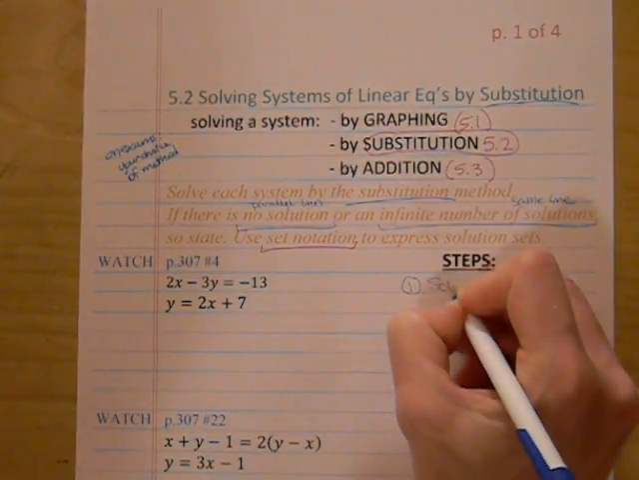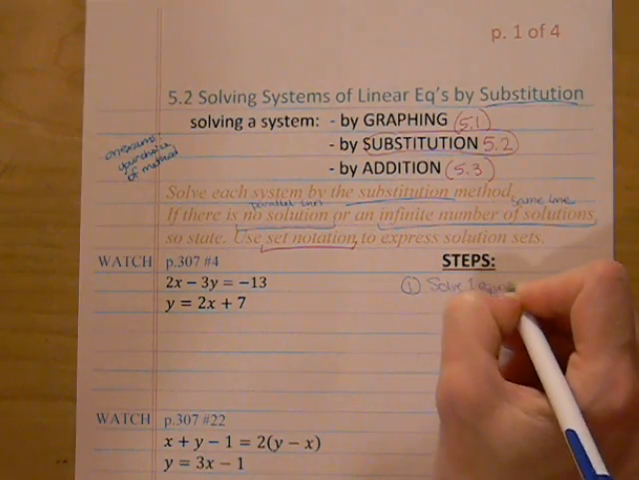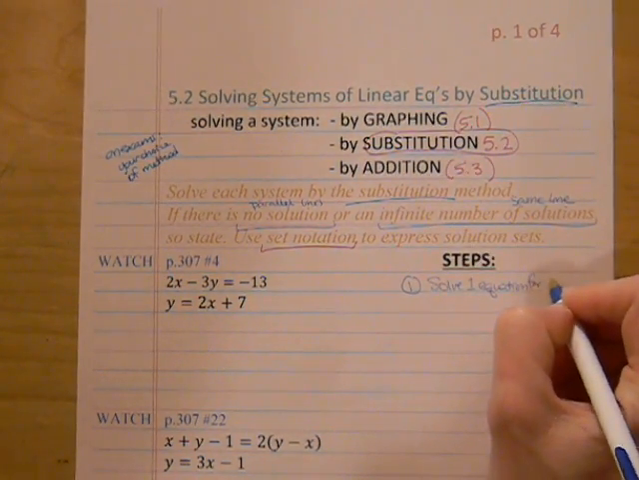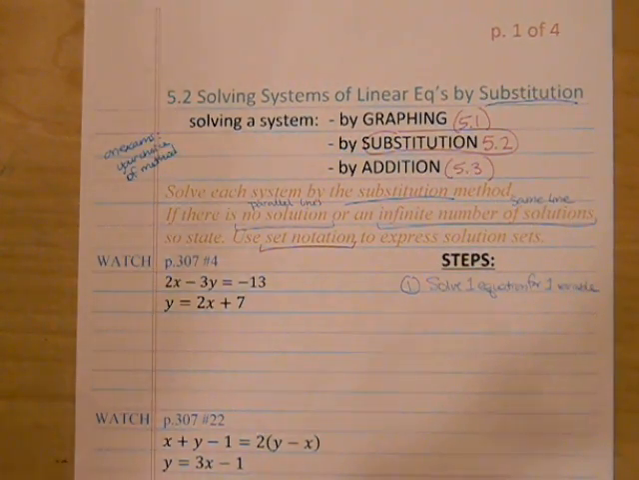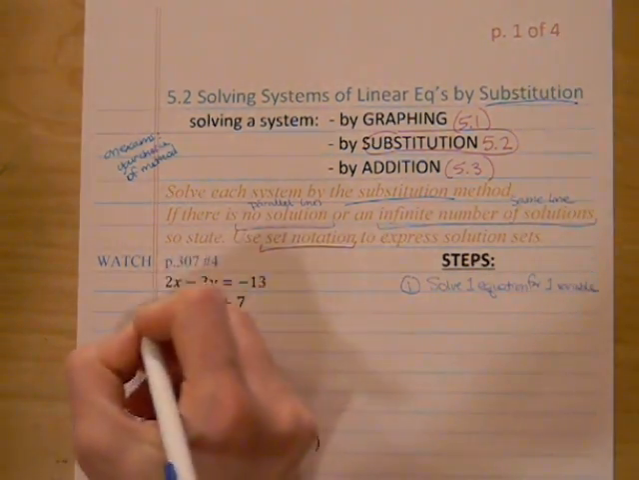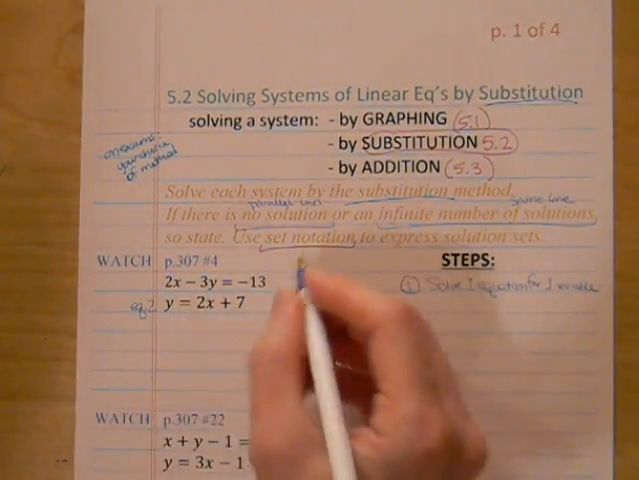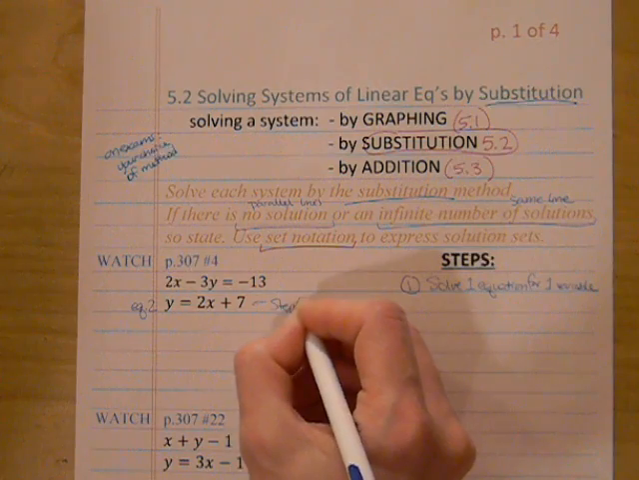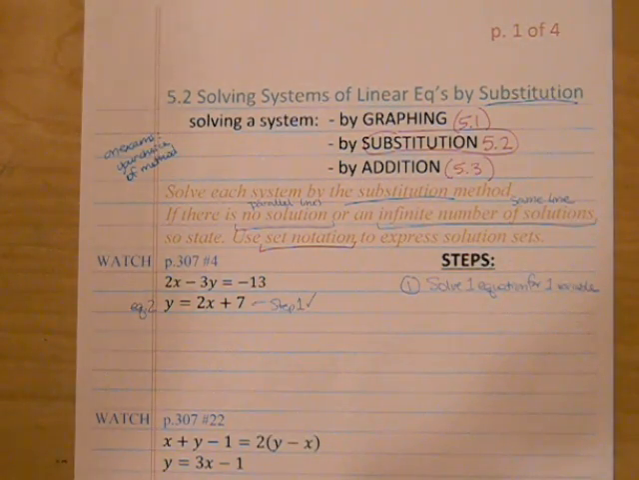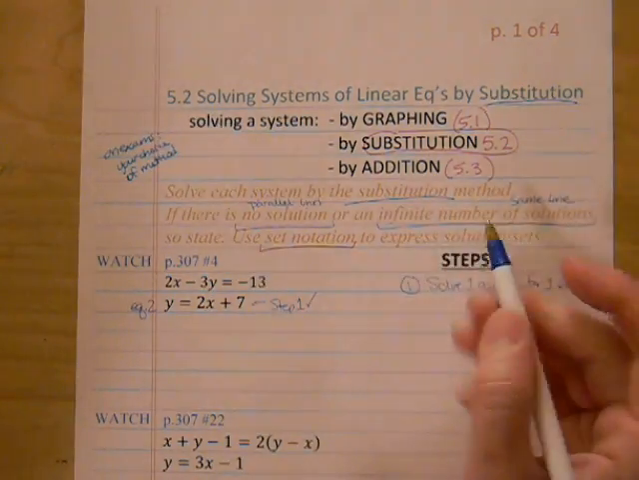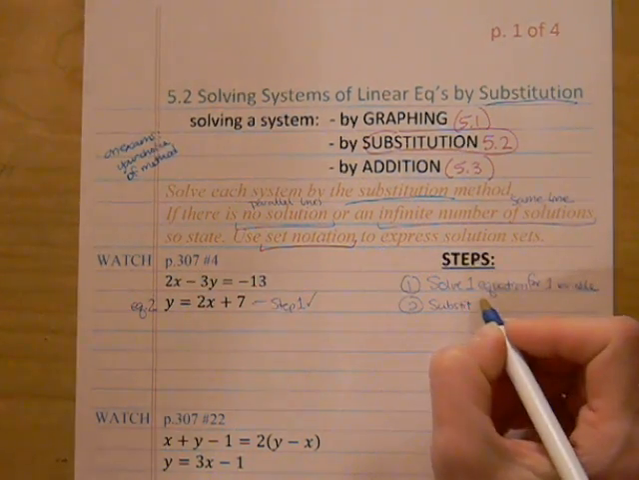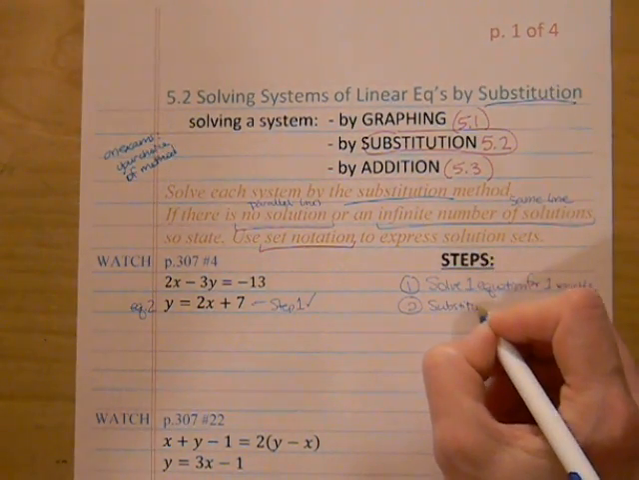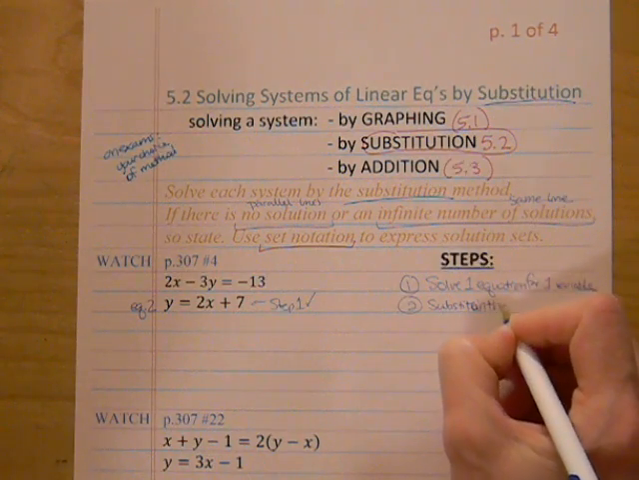First step, we're going to solve one of the equations for one of the variables. In this case, equation 2 down here at the bottom is already solved for y, so step 1 is already taken care of and done for us. The second step would then be to substitute into the other equation. That's the name of this method, substitution. Substitute in the other equation.